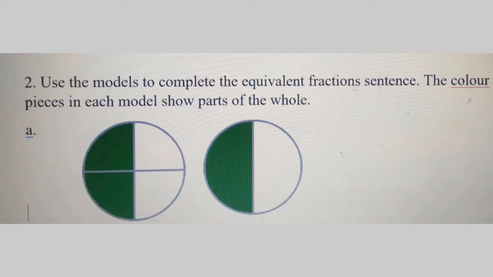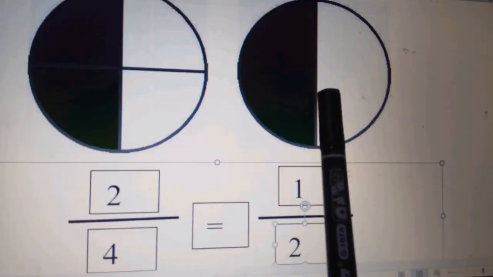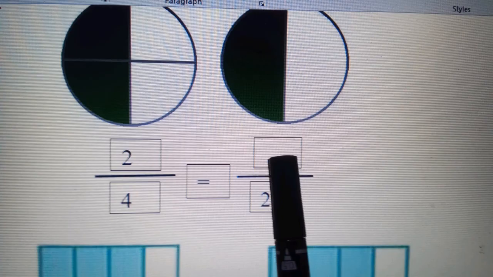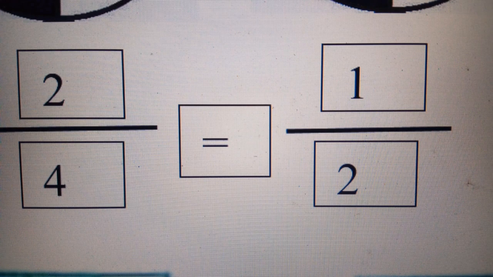Use the models to complete the equivalent fraction sentence. The colored pieces in each model show parts of a whole. Here, with the help of fraction pictures, you have to fill the gaps and complete the sentences. Here, 1 by 2 is shown in this one, and this one represents 2 by 4, and you have to fill the gaps. Here is the full sentence.